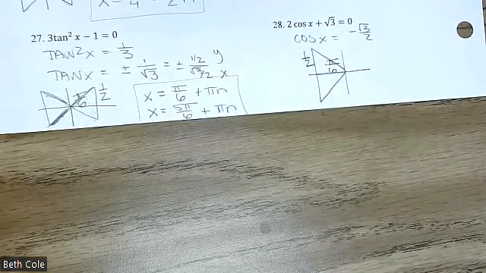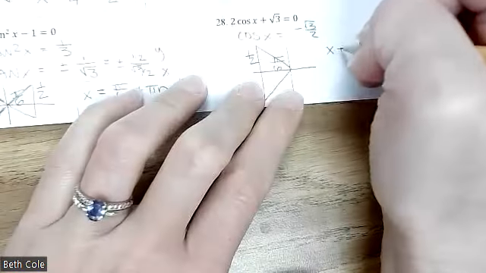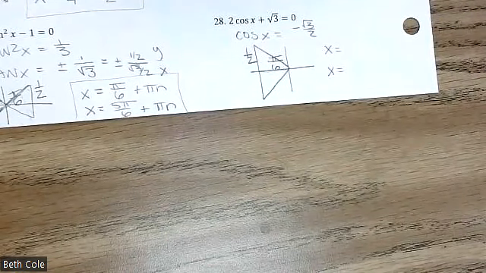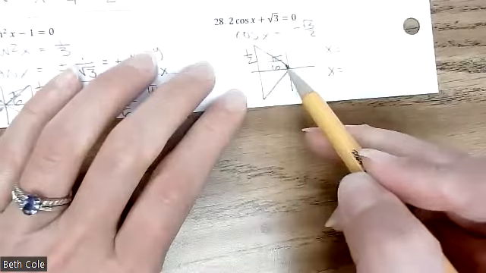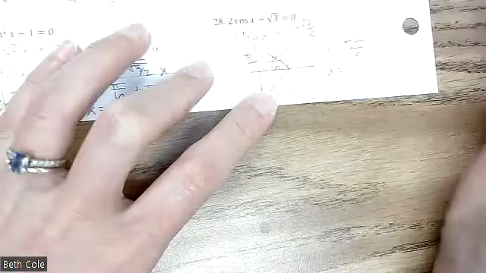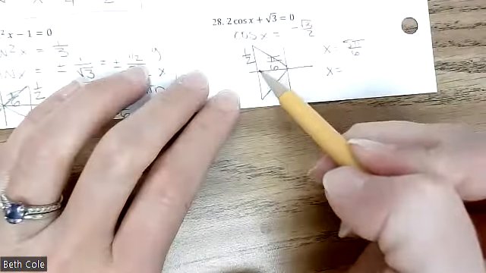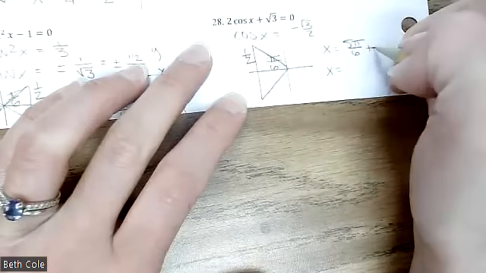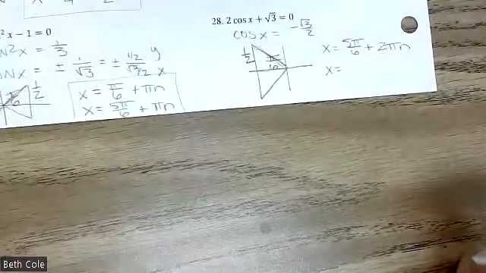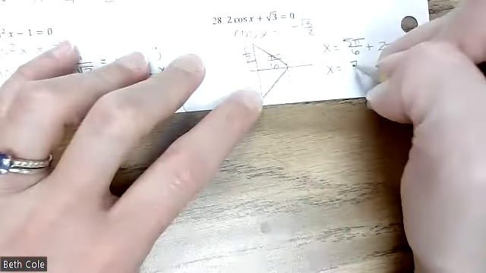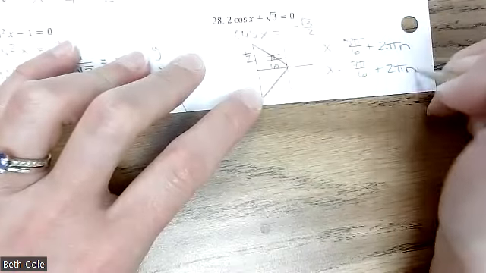Oh. And we're going to have to write 2 separate statements for this one as well. So there's going to be 2. So what is this amount of rotation? 5 pi over 6. Now look, you have to go the whole way around the circle to land there again. So plus 2 pi n, good. And then for the other one, 7 pi over 6 plus 2 pi n.